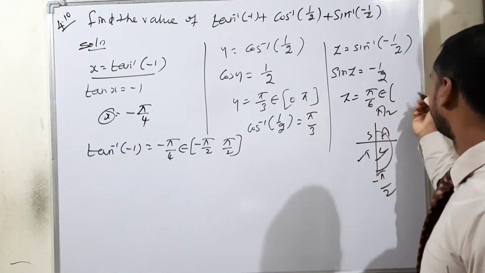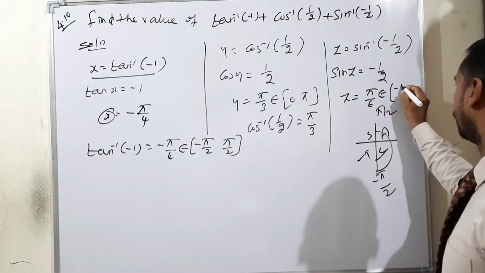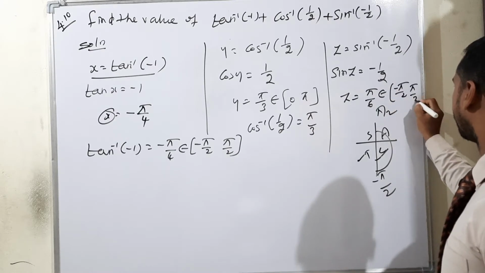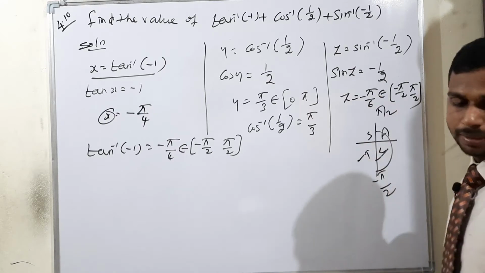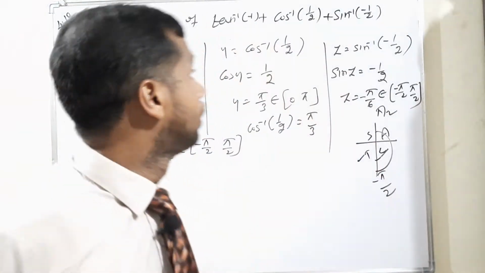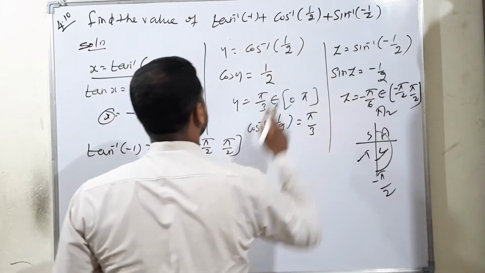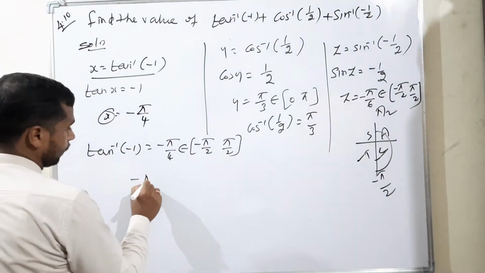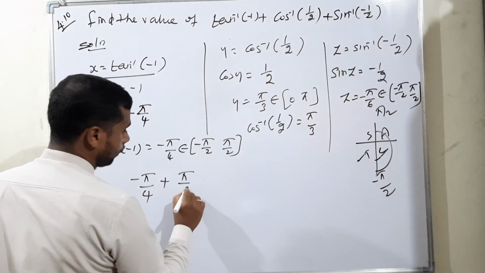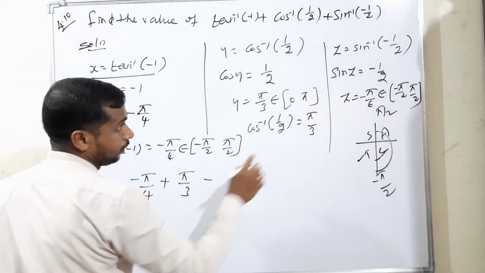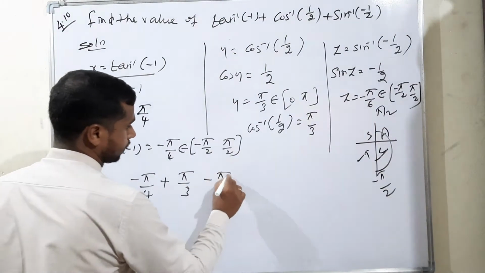It belongs to negative pi by 2 to positive pi by 2, but because we have the negative, we have to write it as minus pi by 6. Okay, so now add each and every term, isn't it? X, what is the value? X is negative pi by 4, plus y, what is the value? Pi by 3, then z, minus pi by 6.